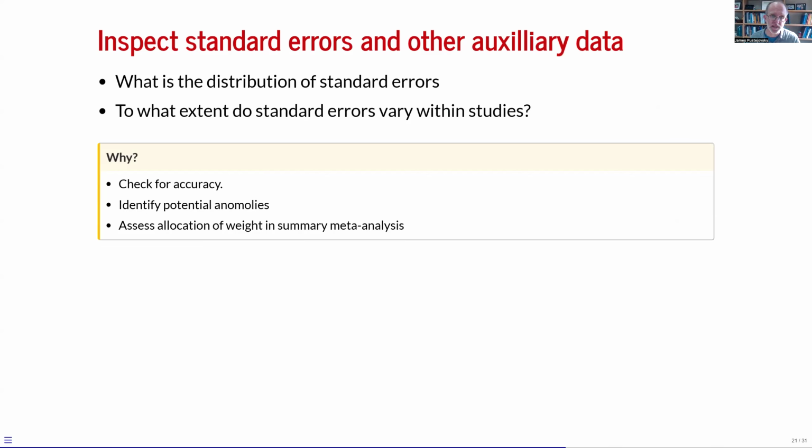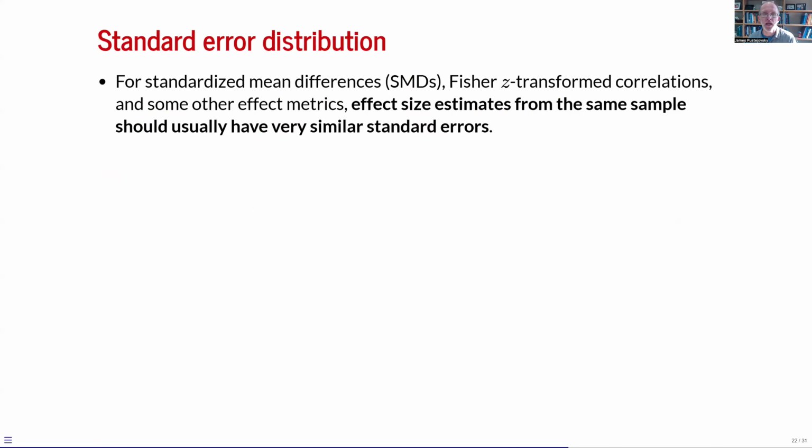And the other thing that this lets us do is get a sort of further initial sense of how weight is going to be allocated in a summary meta-analysis. There's one complication here. The exact way you proceed depends on the effect size metric that you use. So for standardized mean differences measured across multiple outcomes, or for Z-transformed correlation coefficients measured on the same sample, the effect size estimates that are drawn from the same sample should usually have very similar standard errors.